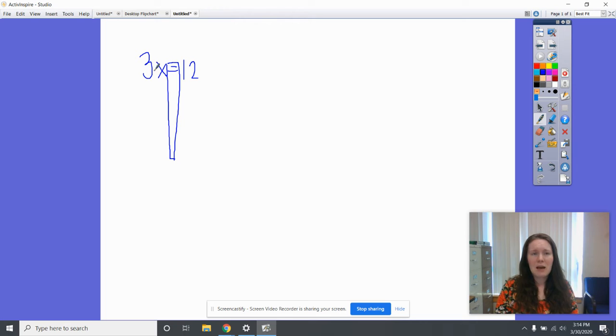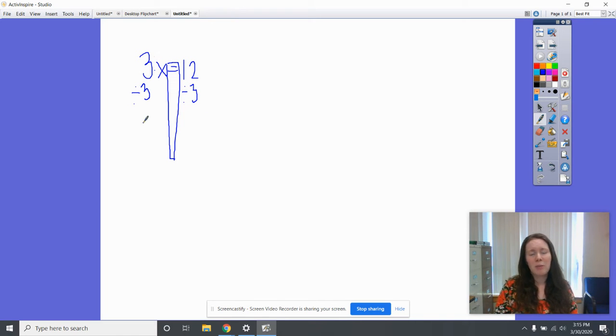So I have 3, and then there's an invisible multiplication sign. So I have 3 times x. In order to get rid of the 3, I need to do the opposite operation, which means I need to divide by 3. Well, remember this wall means whatever I do on one side, I have to do on the other also. So if I divide by 3 here, I also have to divide by 3 here.